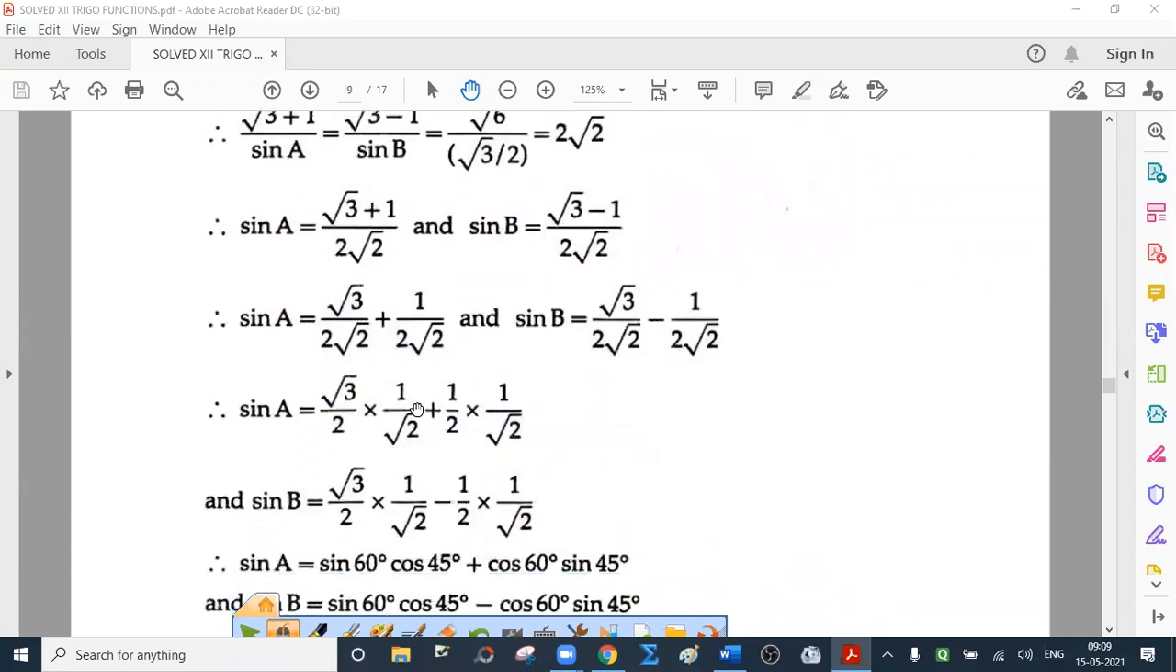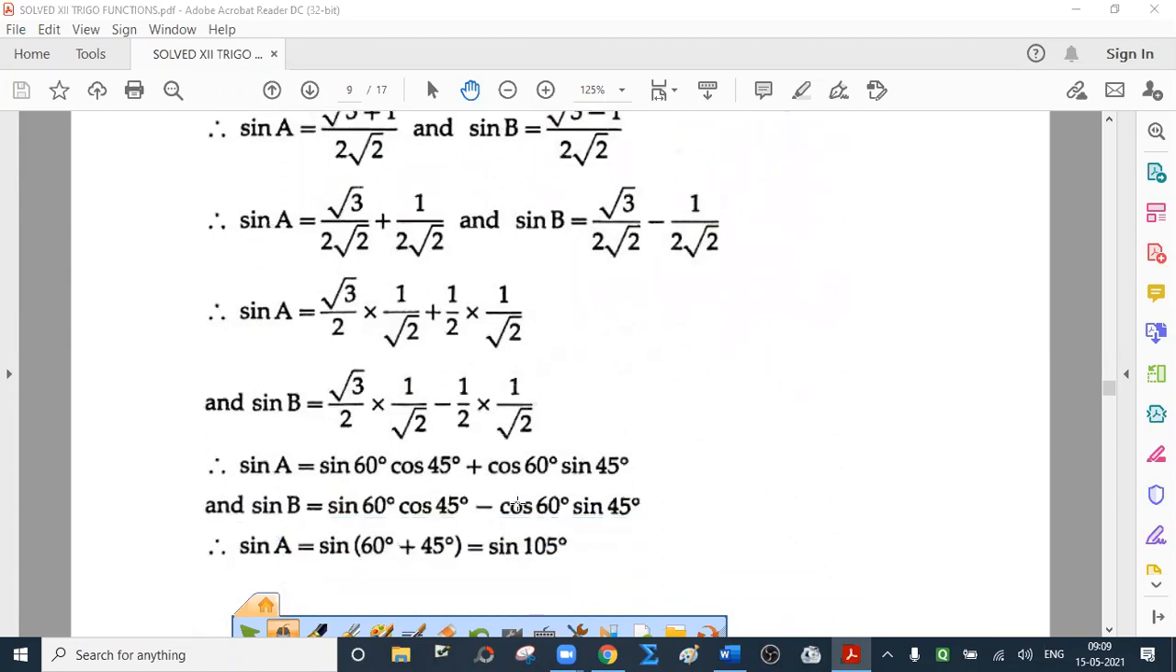So this is the key step rather. From this, sine 60 cos 40 plus cos 60 sine 40.